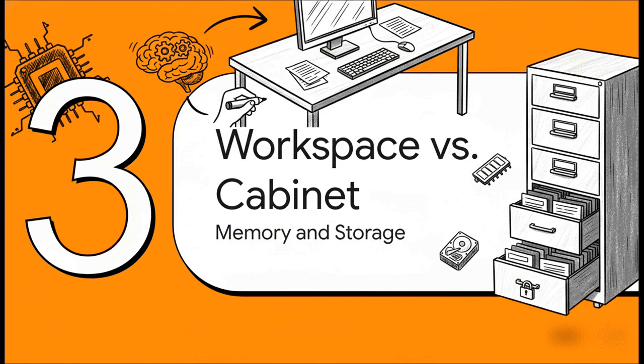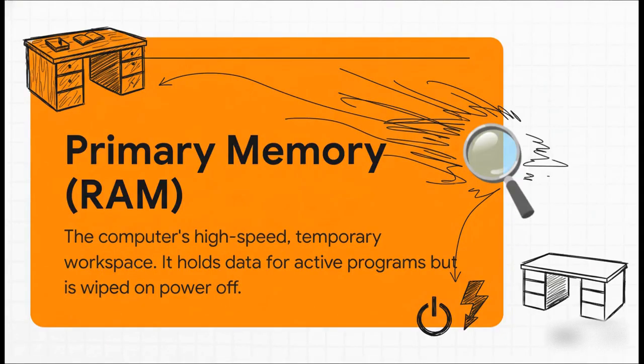Now for that big brain, the CPU, to get any work done, it needs two things: a place to work and a place to store its stuff long term. And this is where we have to understand the huge difference between memory and storage. The best way to think about it is like a workspace versus a filing cabinet. First up, you've got primary memory, which you probably know as RAM. Think of this as the computer's desk. It's a super fast but temporary workspace.